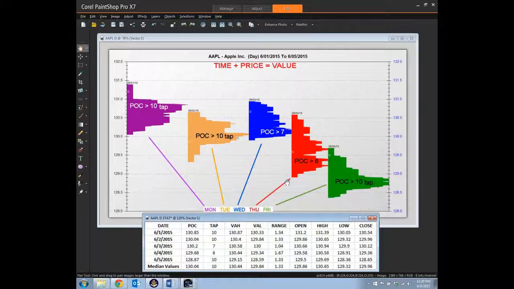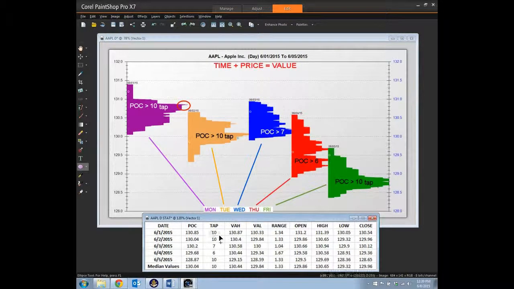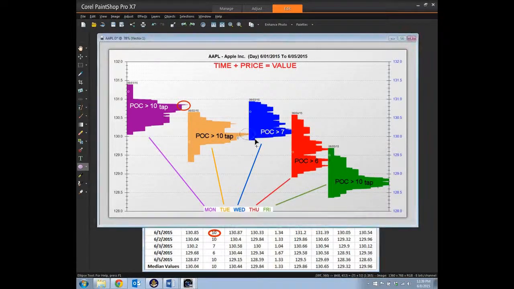So for example, we're looking at Monday here, you can see that the high volume price, which is noted down below here as 130.85, is shown here. That's the high volume price. And the time at price, or TAP, is the amount of half-hour periods that price was visited. And that is also shown in the spreadsheet below. And you can see this on every bell curve.